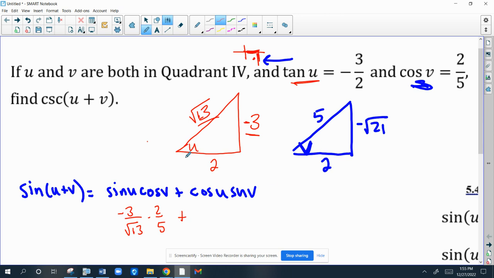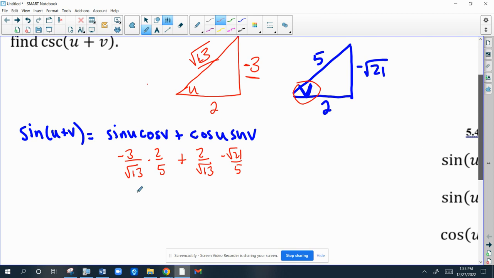plus cosine u, so here's u. For u, the adjacent is 2, hypotenuse is root 13, and then times sine v, so I'm going to go back to this v. Sine is opposite over hypotenuse. So there we have it. Multiply: negative 6 over 5 root 13 plus a negative 2 root 21 over 5 root 13.